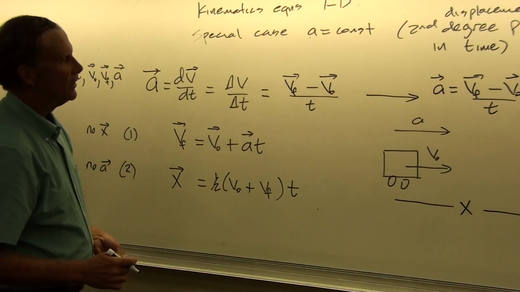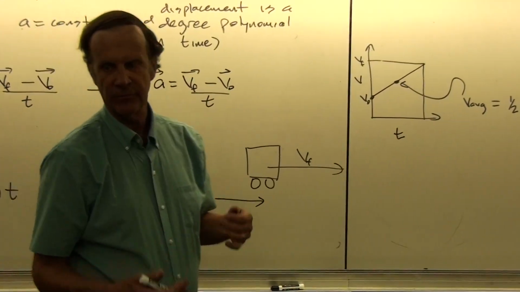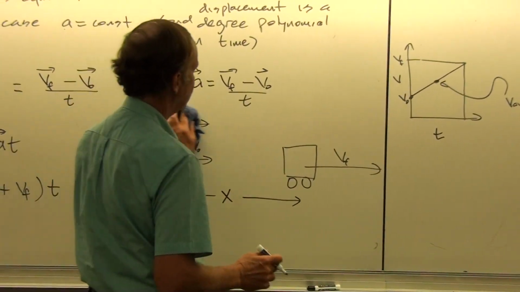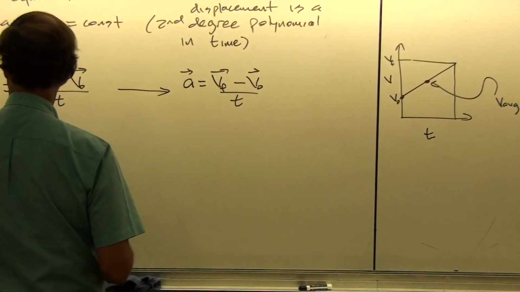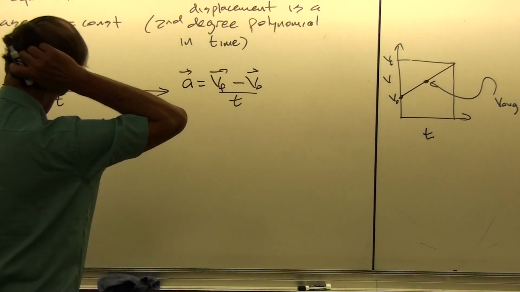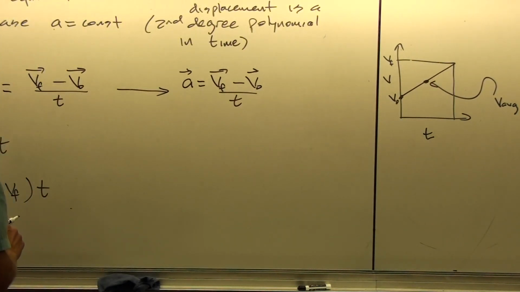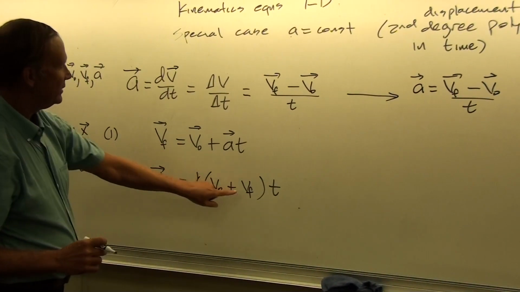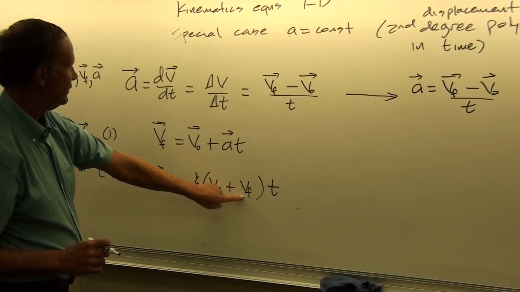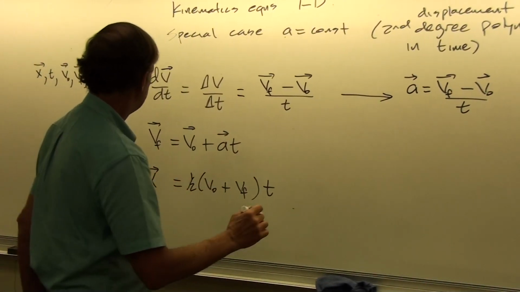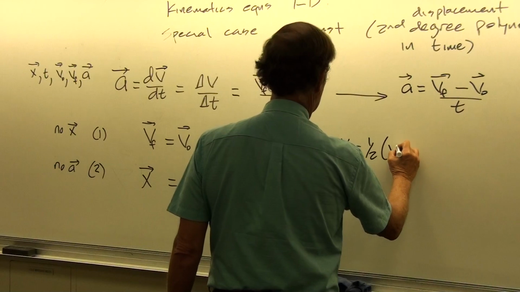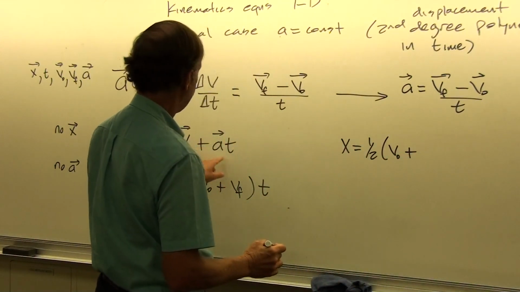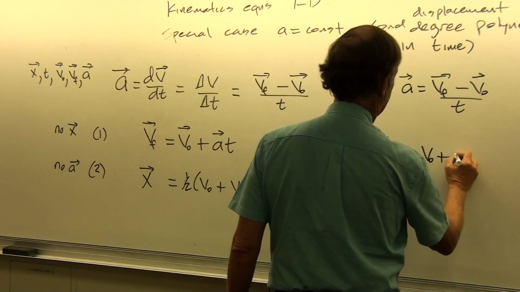Okay, and so let's see if we can eliminate some variables and find some other relationships where the equations have all but one of the unknowns in them. For the next example, what I'd like to do is take the expression here for x and plug the expression from equation 1 in for v final there. Okay, and so if I do that, it gives me x equals 1/2 times v0 plus, and then for v final, I'll write v0 plus at.